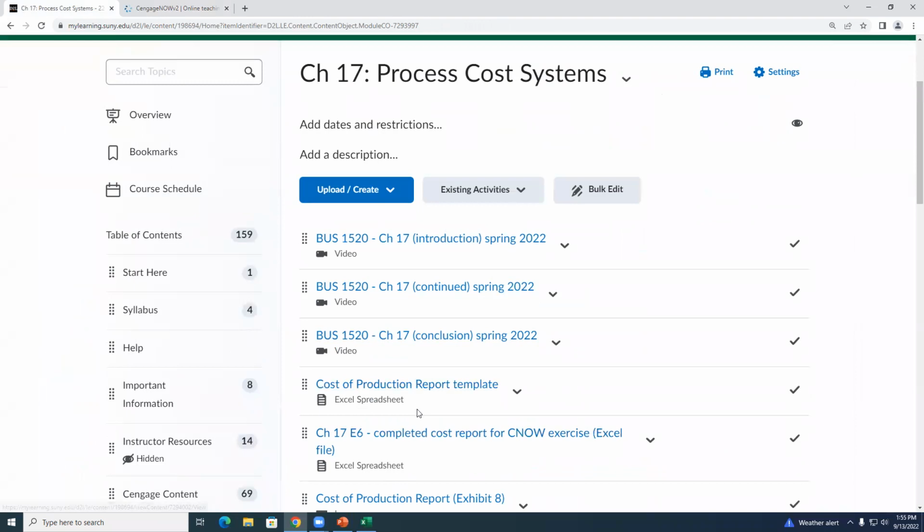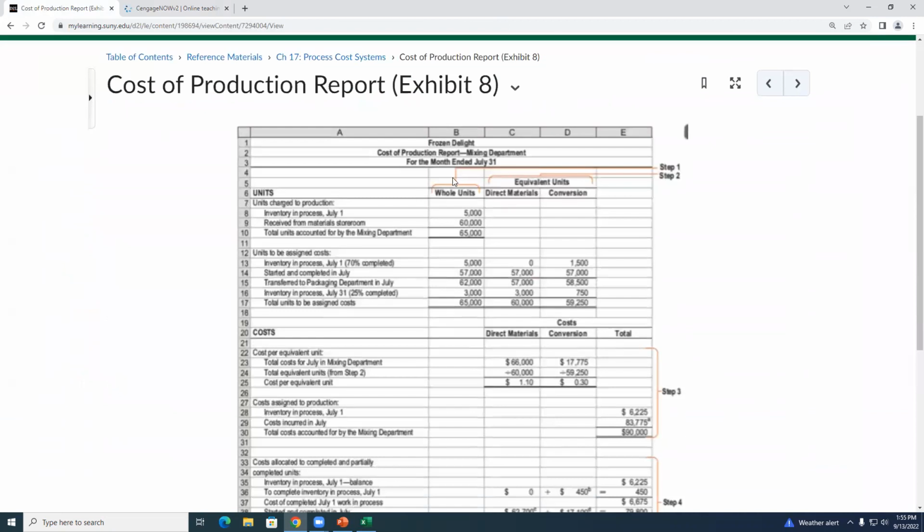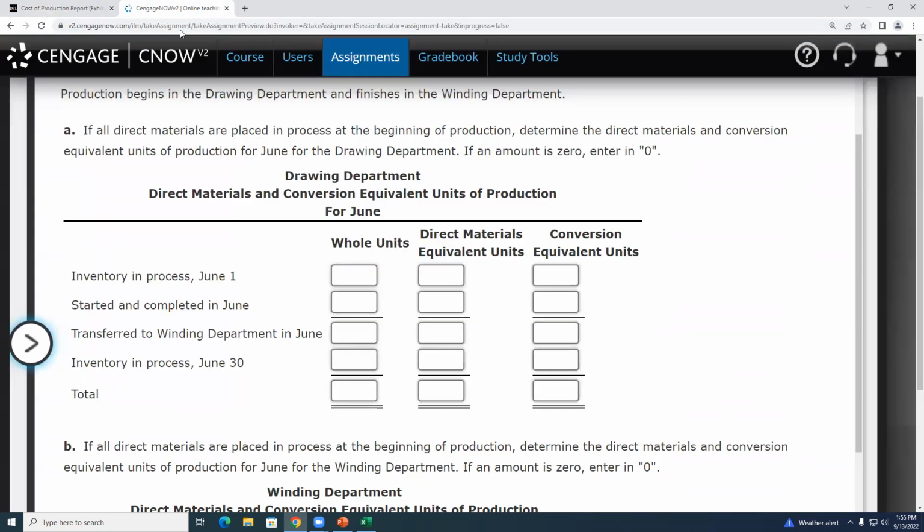If I pull this back up, it's the part labeled step 1 and then the part labeled step 2. So of the 4 steps in the cost of production report, we're doing the first 2 in this exercise. Important note about these first 2 steps, these steps account for units only. So you'll notice everything is headed units, units, units. There are no dollars involved in steps 1 and 2. It is units of work only, units of the product that we are working on.